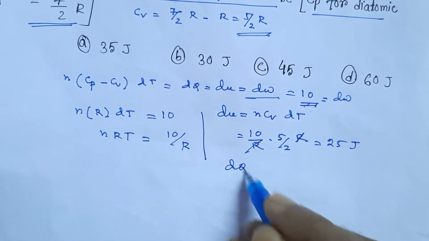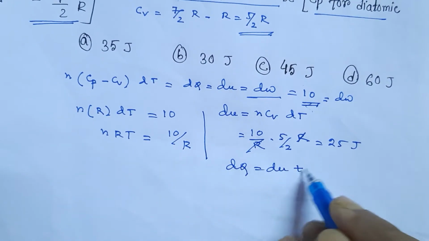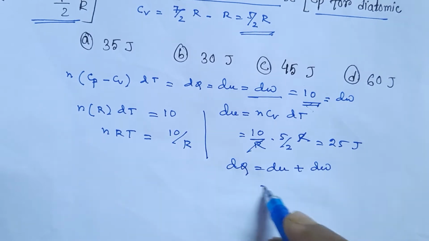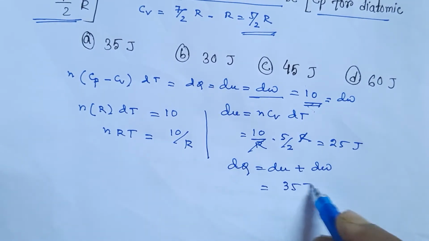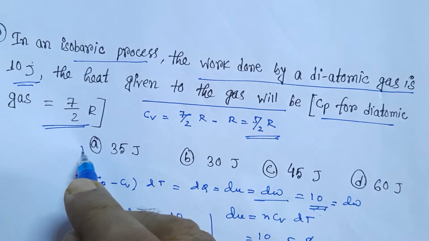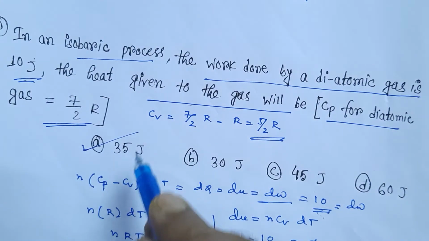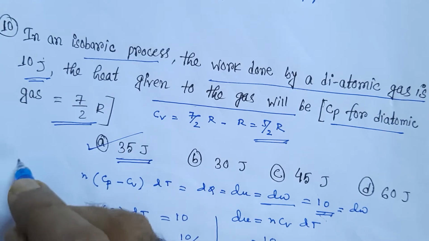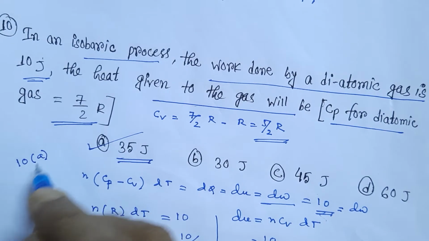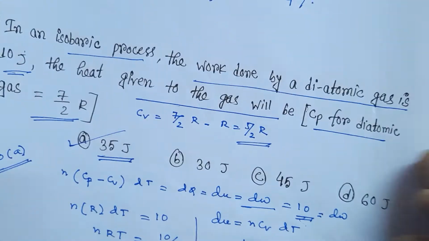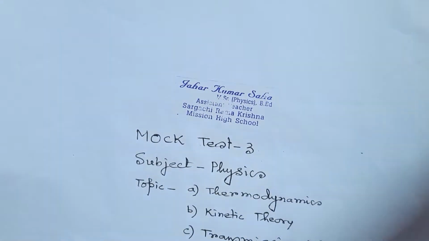So dQ equals dU plus dW. Adding 25 with 10, we get 35 joule. So the heat given to the gas should be 35 joule. We find 35 joule in option A. So our correct option for question number 10 is A. Let us see the next question, that is question number 11.